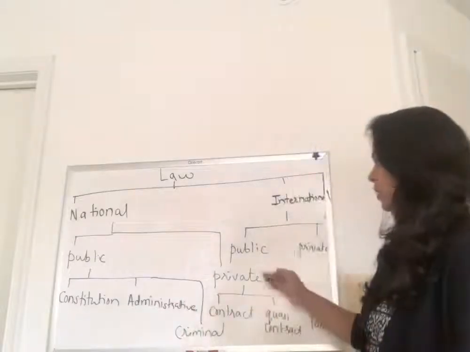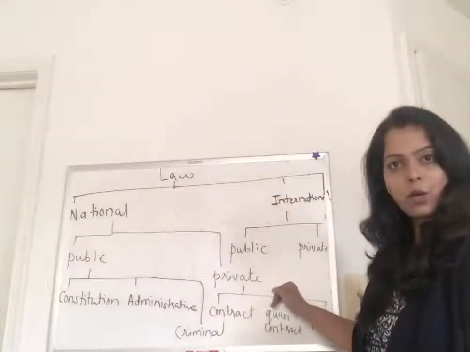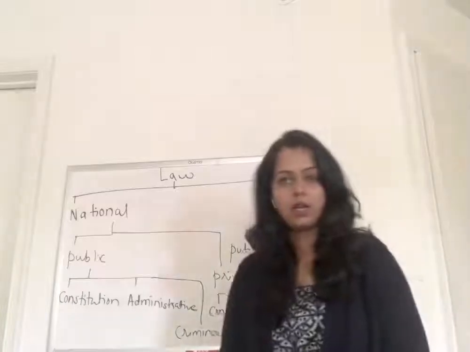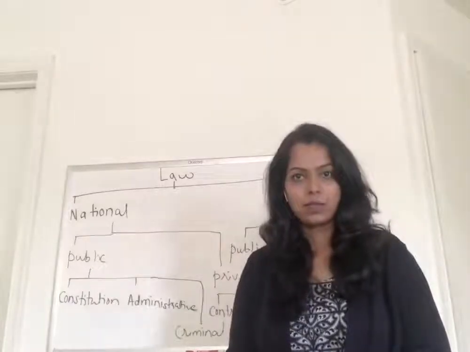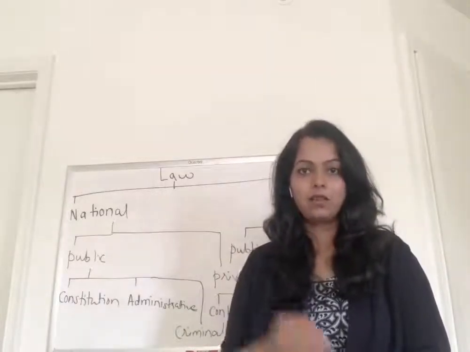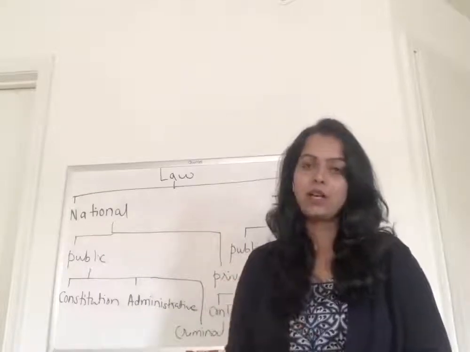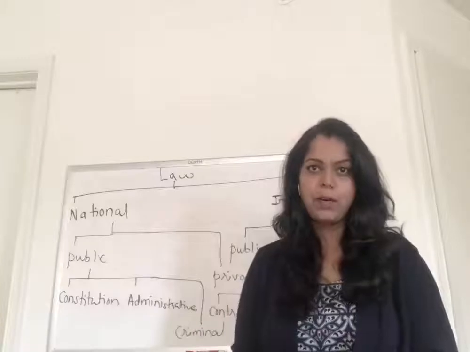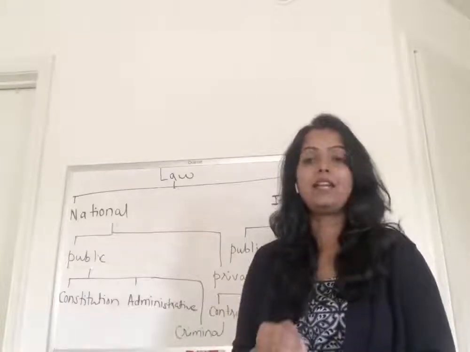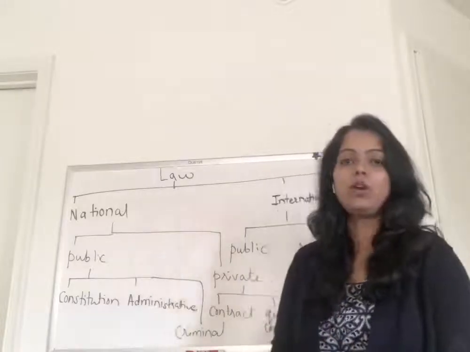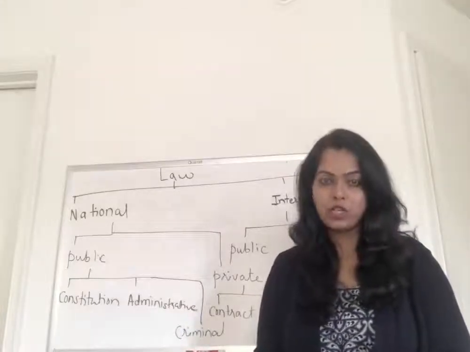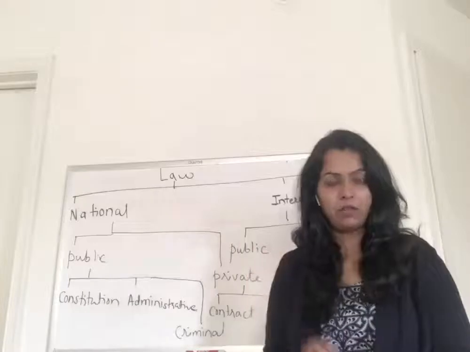Now coming to private law, it is again divided into three categories: contract, quasi contract and torts. So contract and quasi contract are covered under the Indian Contract Act, and the law of torts, again, is not codified, but it is there and it is a law. So let us discuss what is contract. It is a contractual relationship between two private individuals.